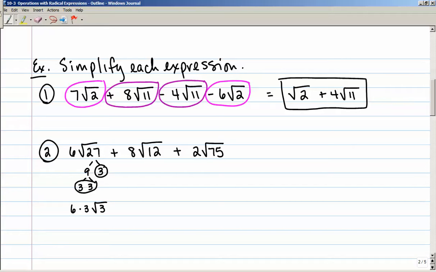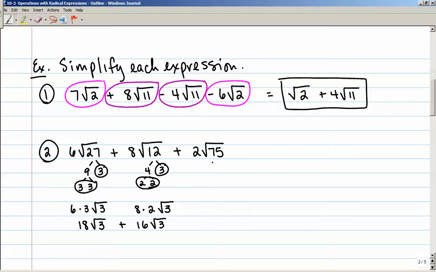So 6 square root of 27 is the same as 6 times 3 times the square root of 3, or 18 square root of 3. And then 12 is a 4 and a 3, or a 2 and a 2. This is going to turn into a 2 square root of 3, and I already had the 8 out front, so that's going to be 8 times this 2 times the square root of 3, which turns into 16 square root of 3.